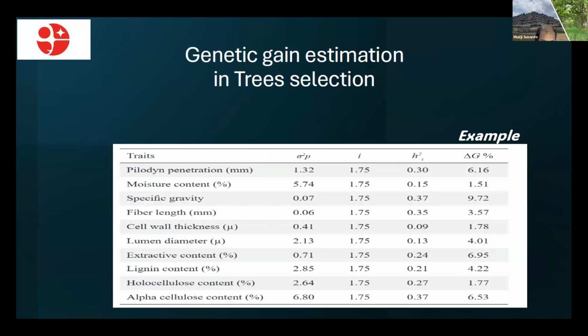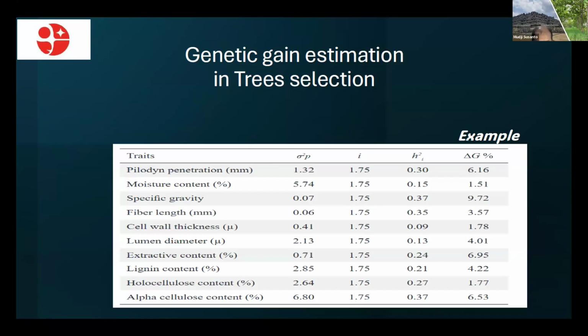Genetic gain estimation in tree selection is crucial for maximizing the improvement of desirable traits in forestry breeding programs. It involves predicting the extent to which selected trees will outperform their predecessors in terms of growth, wood quality, or other traits of interest. This estimation helps breeders make informed decisions about which trees to propagate, leading to more efficient and effective tree improvement. Here is why genetic gain estimation is important.